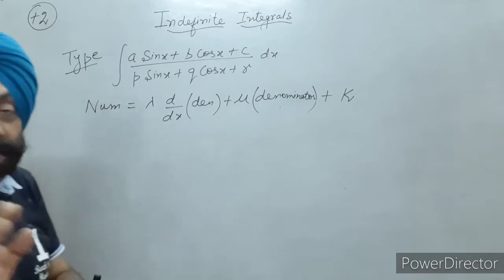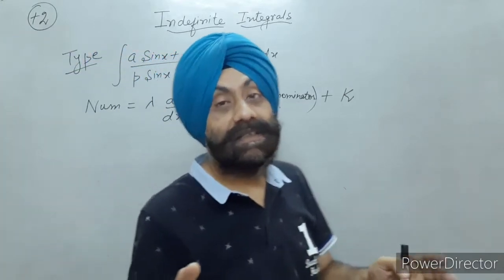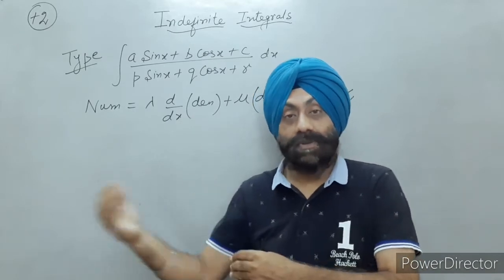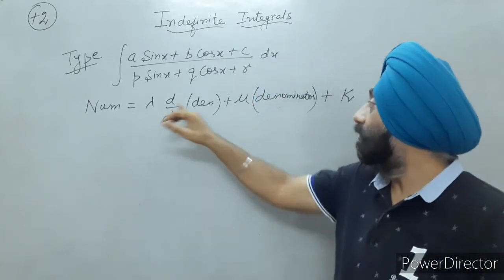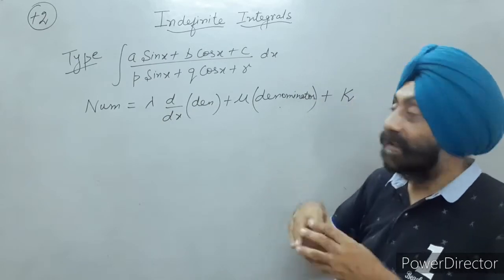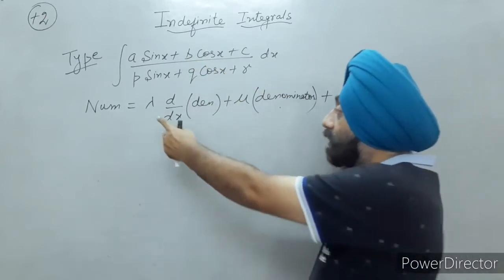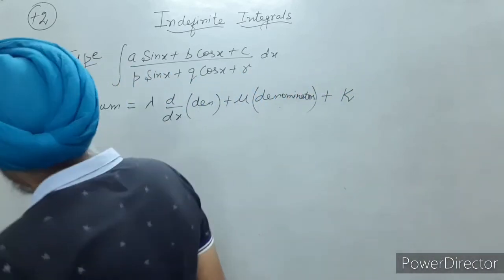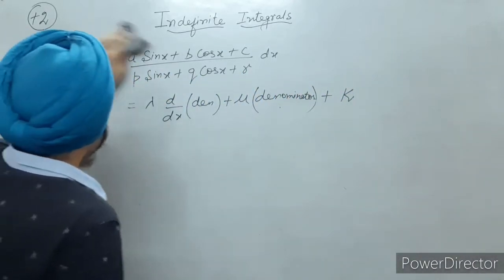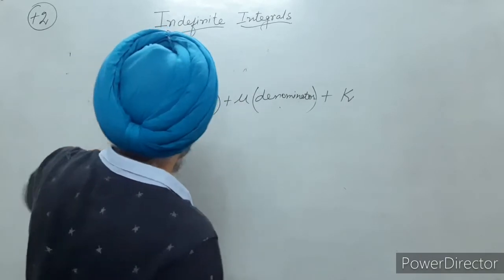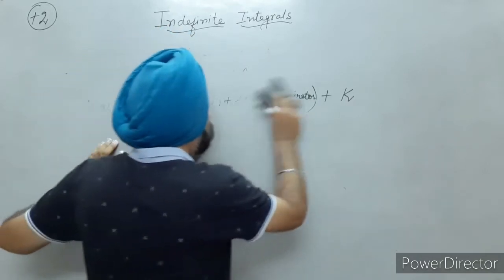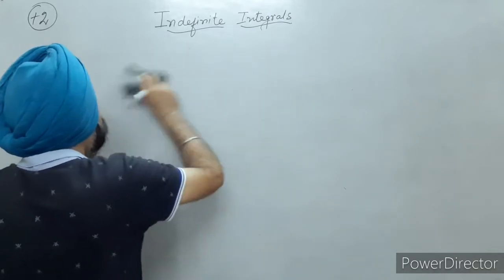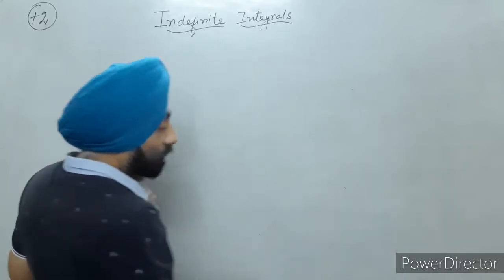Then the procedure is the same. Open up the brackets, compare the coefficients of sin x and cos x and constant terms on both sides to get the values of lambda, mu and k. Then replace the numerator with this expression and follow suit. Now I will explain it by taking an example of this type. It's again a very important type. A question in the board exam can come from this type of integral.